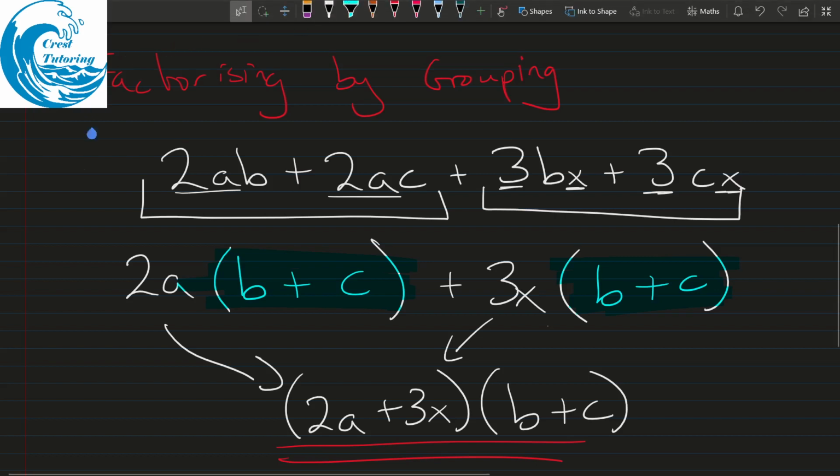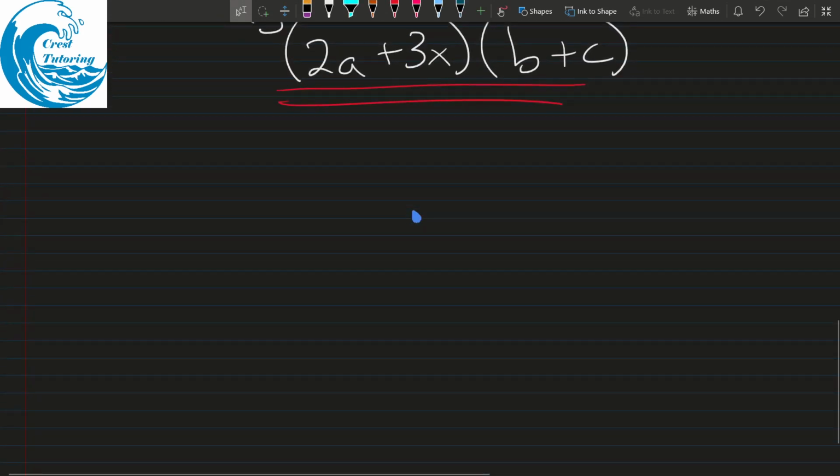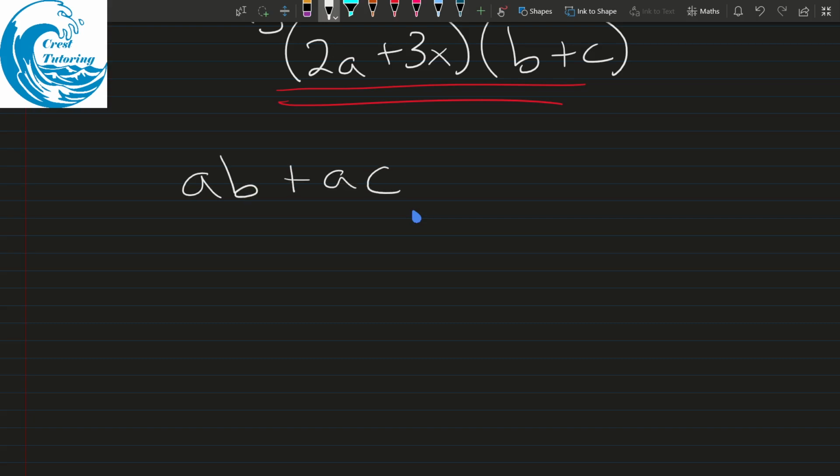Okay, so I'll give you one of those to try now, and I'll leave you to try it yourself, and then you can unpause it to get the answer. Okay, so we'll say I gave you ab plus ac minus 5b minus 5c. Okay, so I'll leave you to pause that one there and try and get the answer yourself.